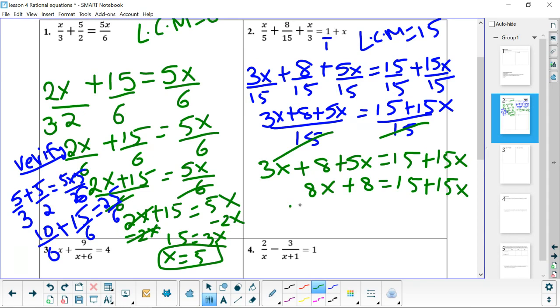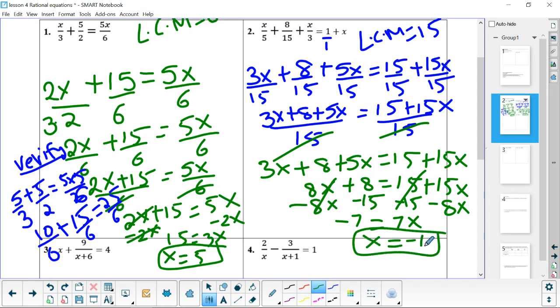Now I am going to subtract 8x on both sides. And then there's plus 15, so I'm going to subtract 15 on both sides. This 15 and 15 cancel out, positive 15 and negative 15. And here positive 8x and negative 8x, they both cancel out. So here 8 take away 15 is negative 7, equal to 15x minus 8x is 7x. Now I will divide by 7 on both sides, then I will get x as negative 1.